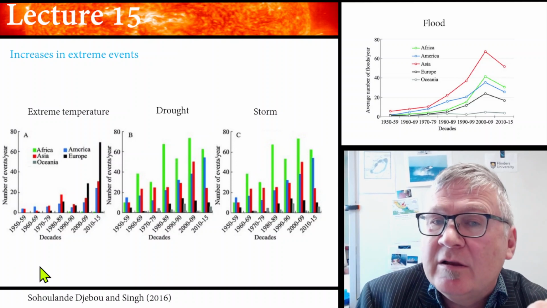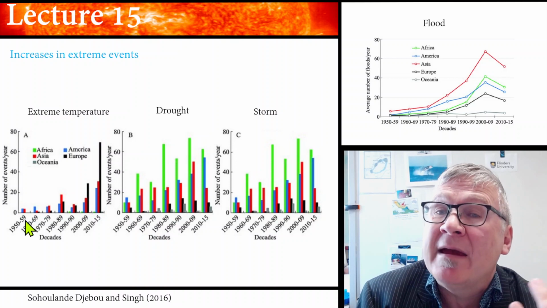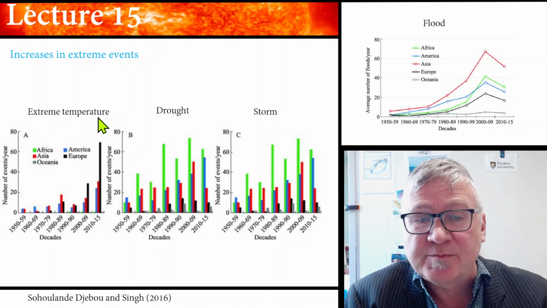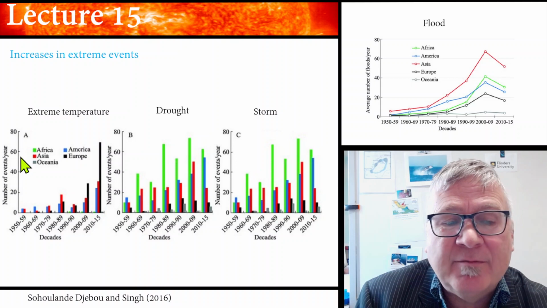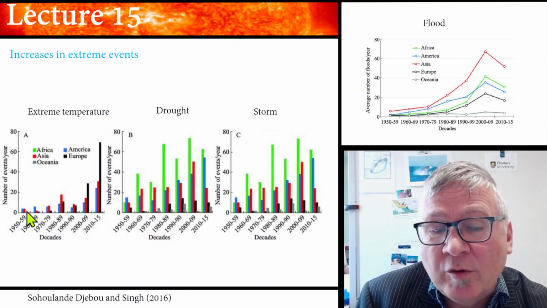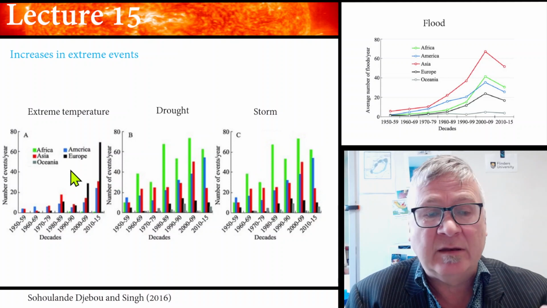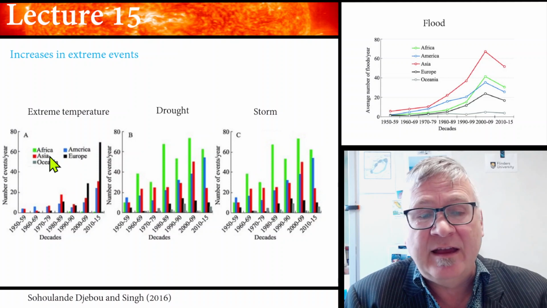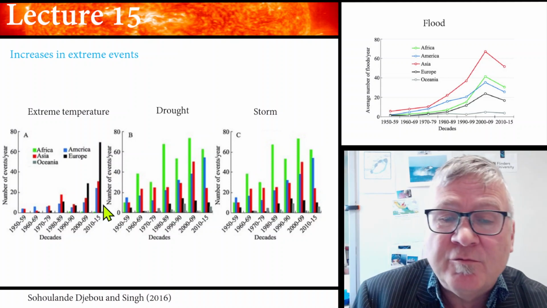So what they did is they looked at events per decade, and then they compared all the different decades. For example, for extreme temperatures, based on a threshold value, and then the number of extreme events per year, shown as a change over the years, and you can see that there's an increase. And you can compare different continents: Europe, America, Africa, Asia. You can compare different regions, and you can see the increase.